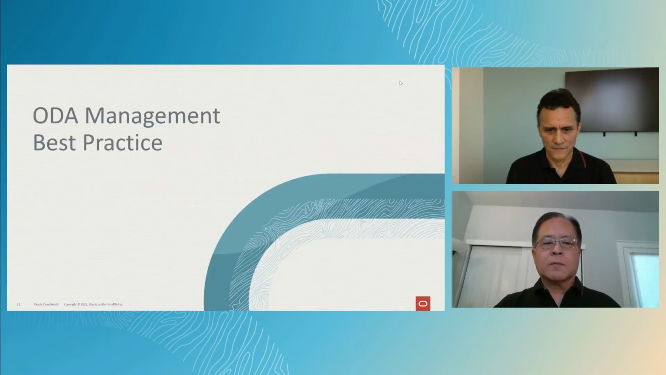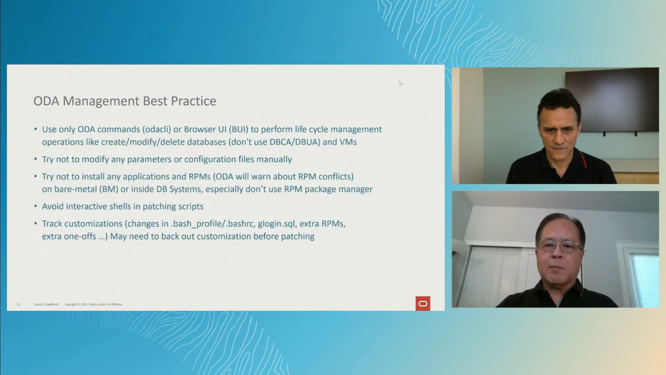Then we move on to ODA management best practice. This is really about how you set up a stable ODA environment that does not have too many issues. These are our recommendations. Always use only ODA commands or the browser user interface to perform management of your databases and VMs in the ODA. Also try not to modify any parameters or configuration files manually, and try not to install any unnecessary applications or RPMs. ODA has a feature called version lock built in to detect any potential RPM conflicts with the ODA RPMs.